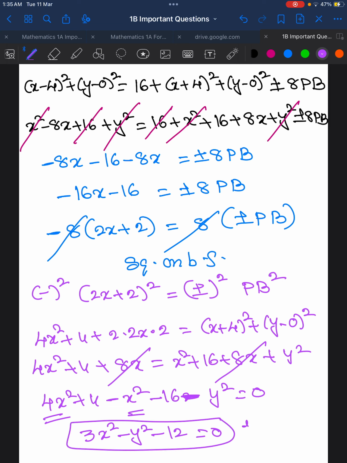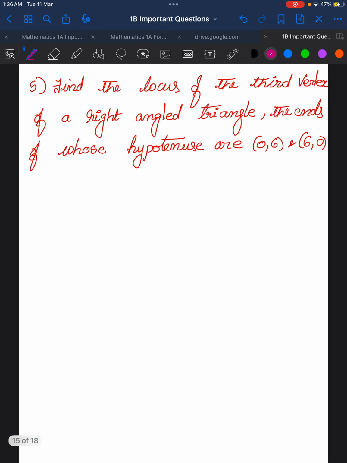This is the answer. Is the required equation of locus. Will write required equation of locus. Okay, like this you need to solve this problem. Next, last problem I am teaching you now.